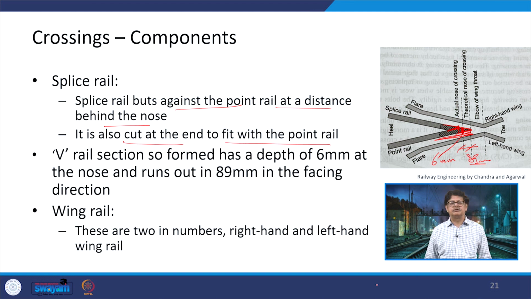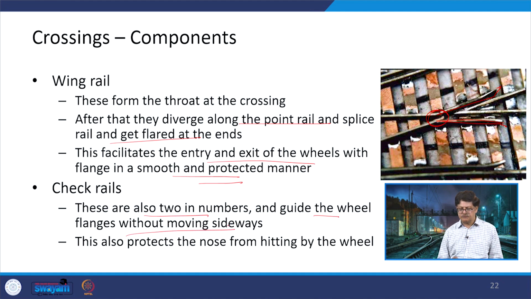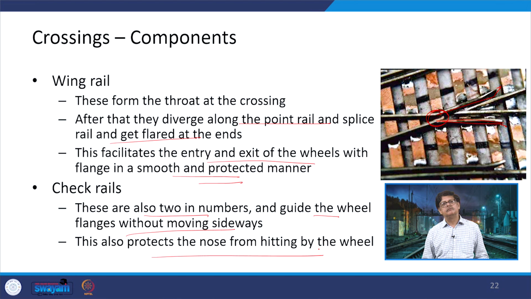The wing rails are the rails provided at this crossing. Again, they are 2 in number. You have the rail being provided here. This is a wing rail. These form the throat of the crossing. This throat is formed by the provision of the wing rail. After that, they diverge along the point rail and splice rail and get flared at the end. This facilitates the entry and exit of the wheels with flanges in a smooth as well as protected manner. The check rails, again 2 in number, guide the wheel flanges with the moving side wheels and protect the nose from being hit by the wheel.